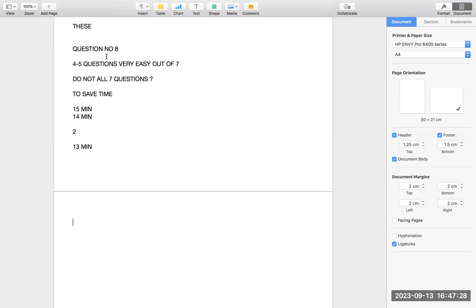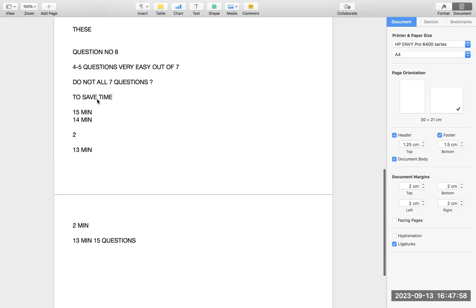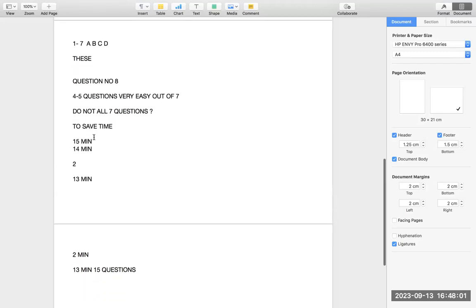Second, why not start from question number 8? Because out of the 7 questions, 4 to 5 are easy. If you do these 4 to 5 questions in about 2 minutes, then the time left is 13 minutes, and now you have to do only 15 questions. So you can well understand that you have been able to manage the time. If you do 4 or 5 questions, 15 questions are left and you have 13 minutes. So that makes the equation almost 1 minute per question, which was earlier appearing to be much less, 15 minutes for 20 questions.